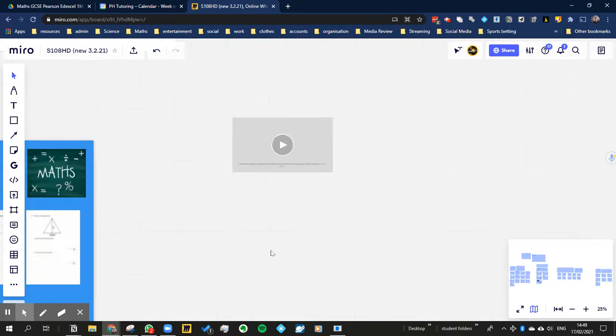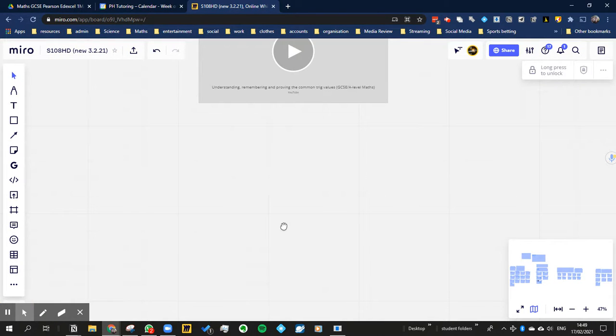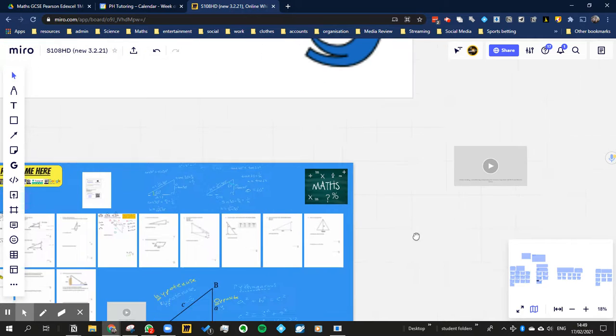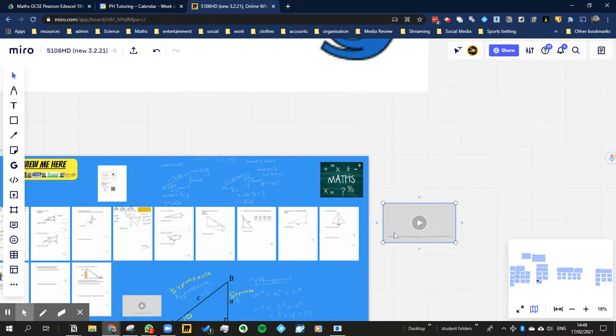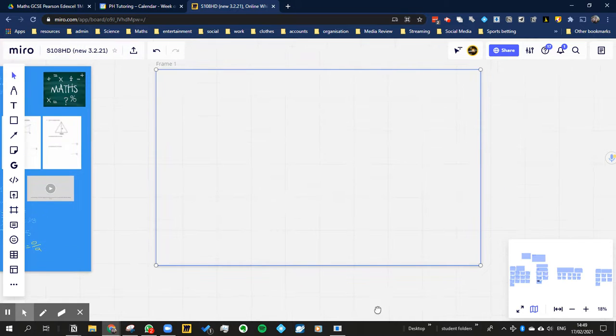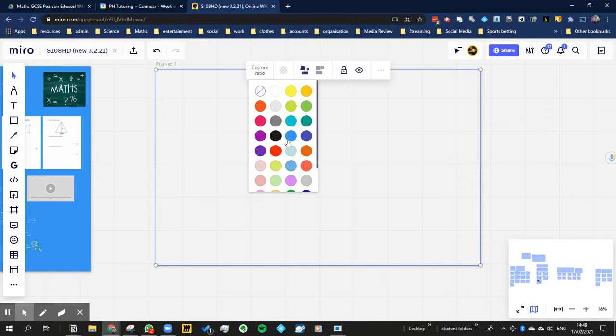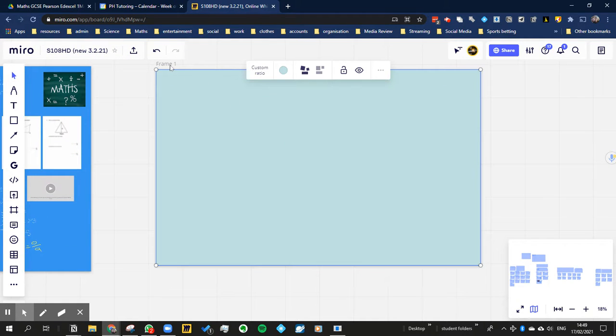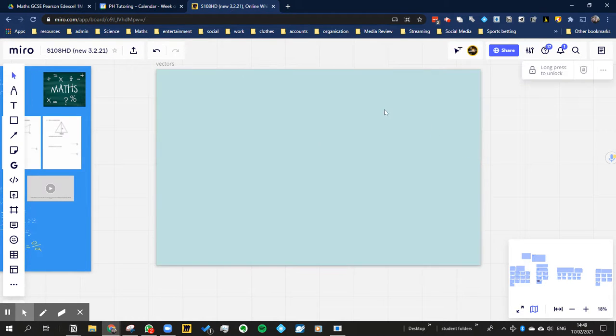What do we have here? Understanding number common trig values. Let's put that in that table there, I think, for now. I'll make a new frame, and let's color that a light blue. I'll call this vectors. And we'll get these simulations in there. Maybe make them a bit bigger.